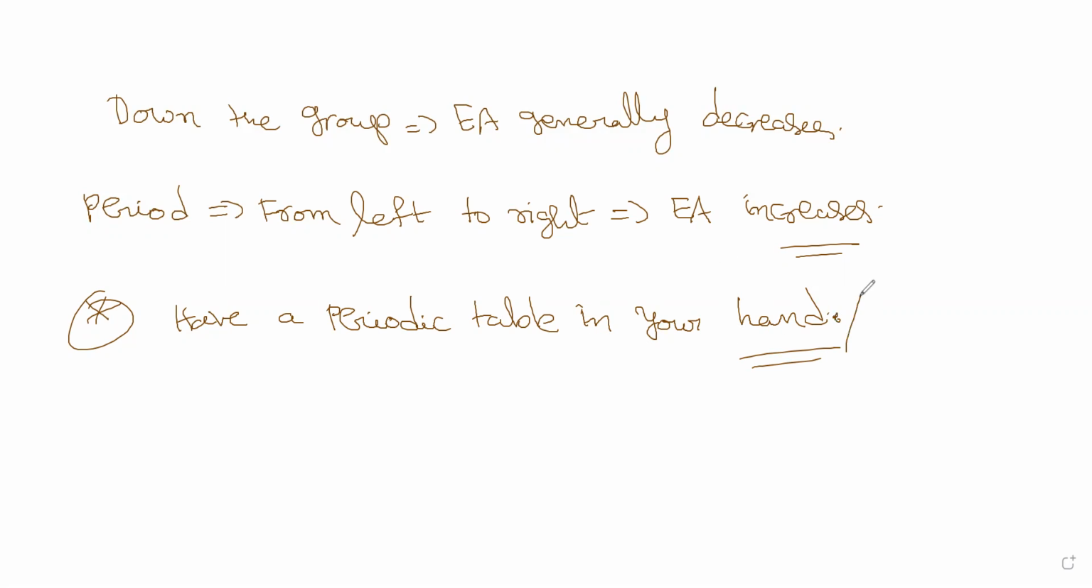It may be difficult for you to handle this, but initially have a periodic table in your hand. Then you will understand: period means the horizontal lines, group means down these lines. This is called groups. When you go down, that's called a group, and horizontally when you move from left to right, that is called a period.